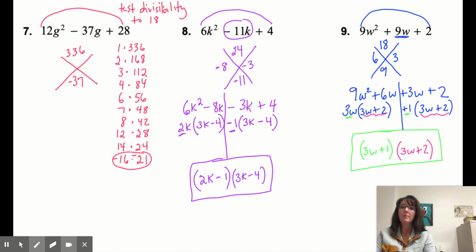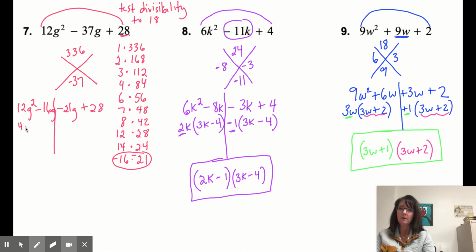So now we're breaking up negative 37, so we're going to have 12g squared, and again, it doesn't matter which one comes first, minus 16g minus 21g plus 28. Remember, we go back to the original c for this part of the factoring, and then we divide this into two parts. Now we're looking for a common factor, the GCF of 12g squared and minus 16g. I find that to be 4g.